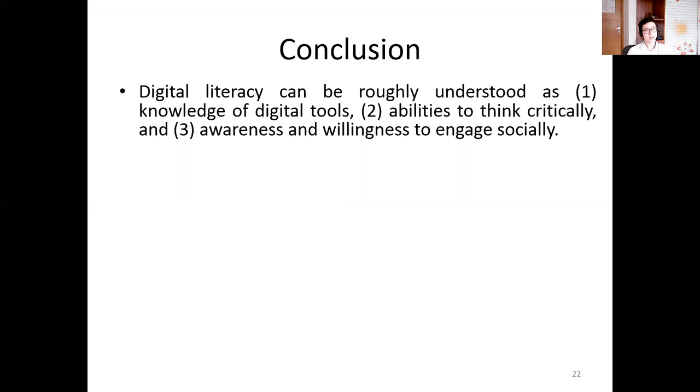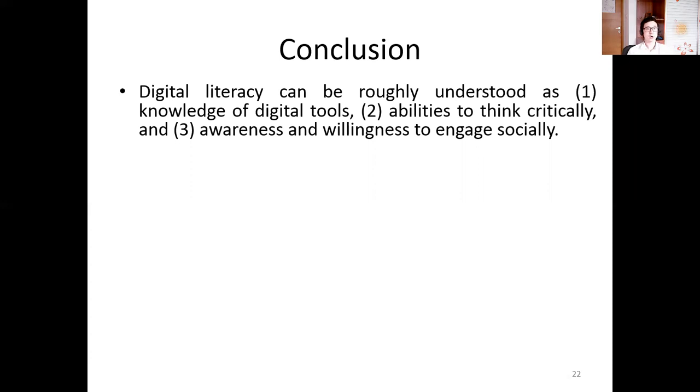We need to understand how these digital tools, AW programs work, what are their strengths and their weaknesses. Number 2, abilities to think critically. We need to be able to analyze, criticize, evaluate, and interpret the information generated by AW programs and these digital tools. We need to think in a critical way.